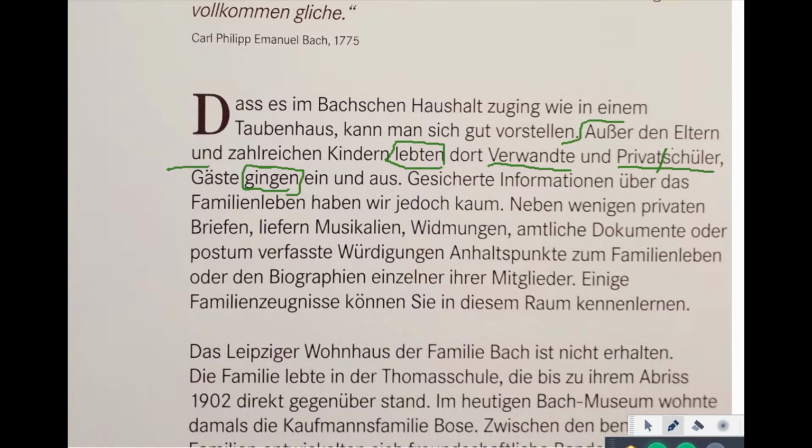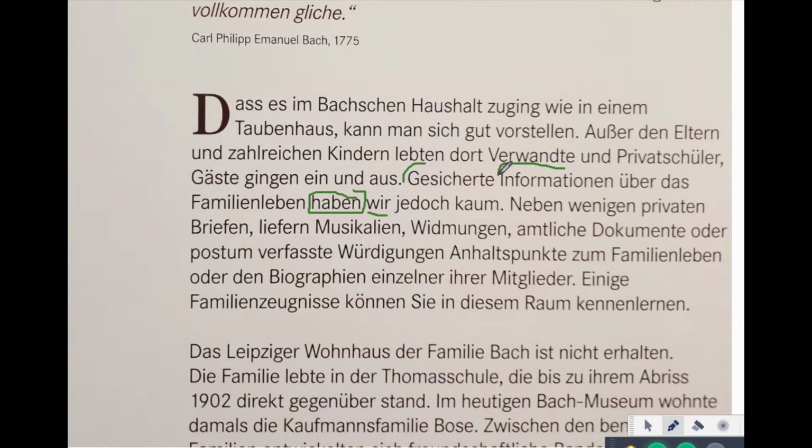Okay, great. Let's go on to the next sentence, which is a little bit more difficult. Let me erase this first part here. Okay, going on. Gesicherte Informationen über das Familienleben haben wir jedoch kaum. Okay, subject, verb is? The verb is haben. Good. Subject? Wir. Great, okay. And then what's the direct object? So let's see, we have Informationen. Great, there's the direct object.